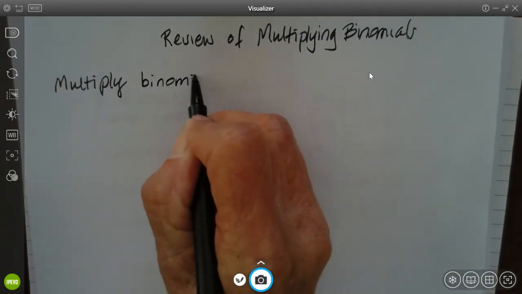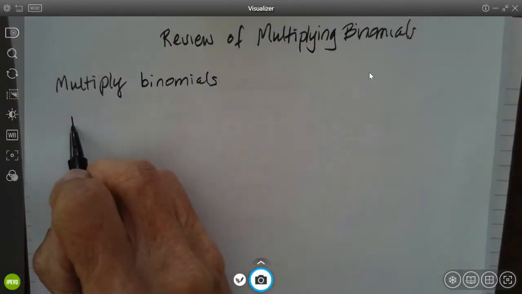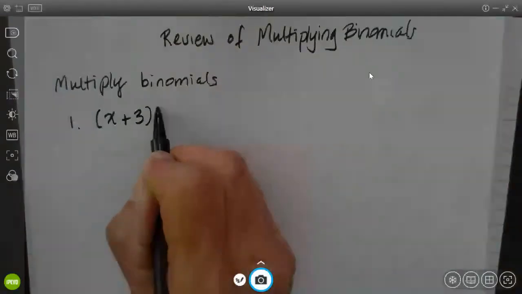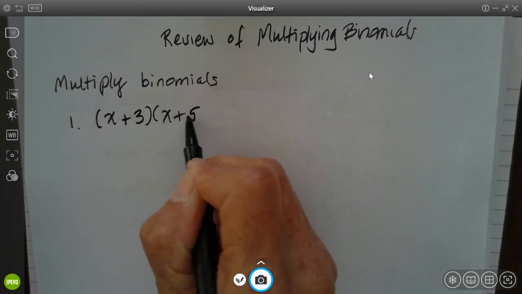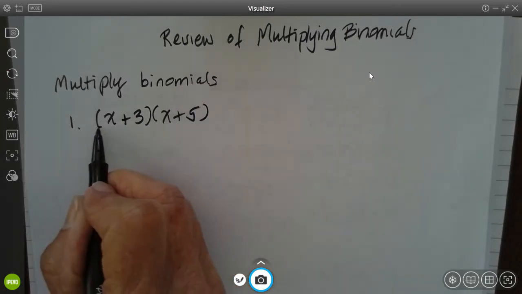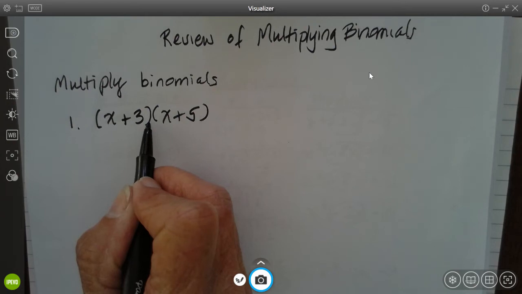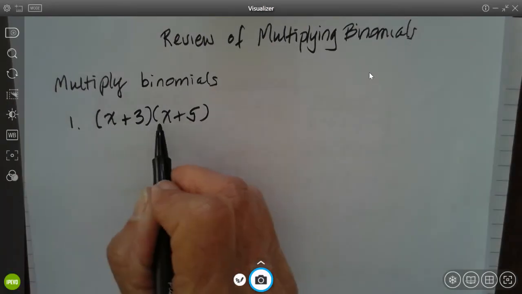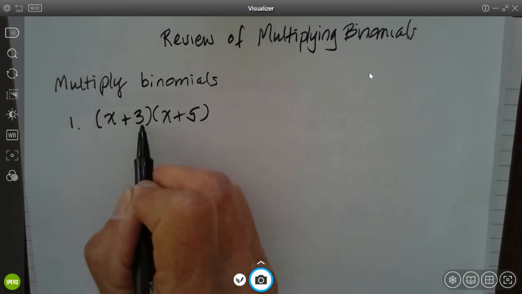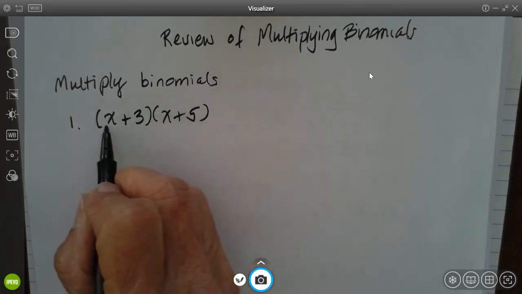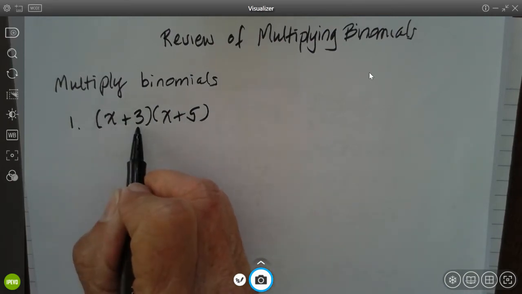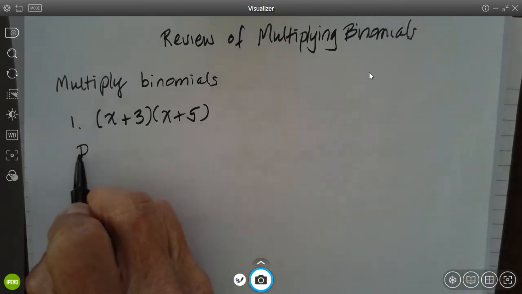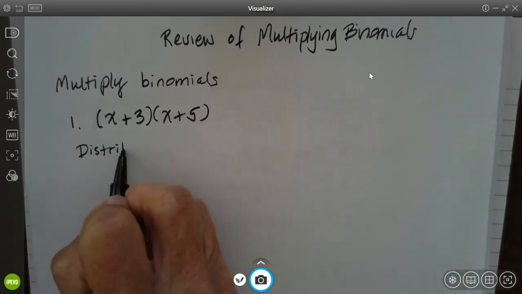And the problems I'm writing down here are binomials. So if I look at my first problem, (x + 3)(x + 5). These are binomials. I have two of them. My first binomial is called a binomial because there's two terms in it. And here's my second binomial, two terms. They're multiplying because the parenthesis says multiply x plus 3 binomial times x plus 5 binomial. There are three ways to multiply. Distribution, which we'll do first.